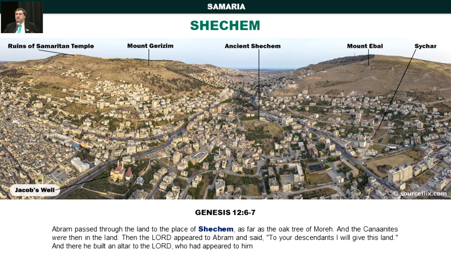Now, the first place we're going to look at in Samaria is where Israel's history in the Holy Land begins, the town of Shechem. Now, Shechem is in the centre of Samaria. Now, Israel's first noted stop in the Holy Land after leaving Mesopotamia was the city of Shechem.